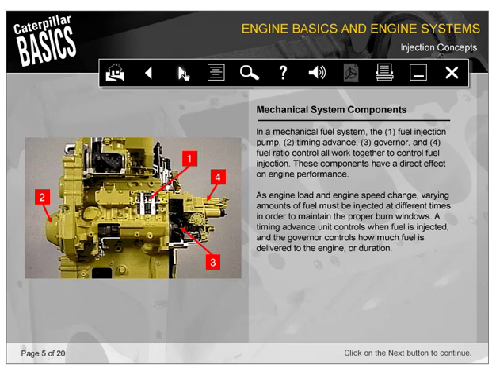As engine load and engine speed change, varying amounts of fuel must be injected at different times in order to maintain the proper burn windows. A timing advance unit controls when fuel is injected, and the governor controls how much fuel is delivered to the engine, or duration.